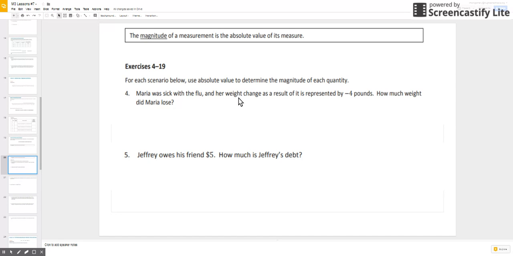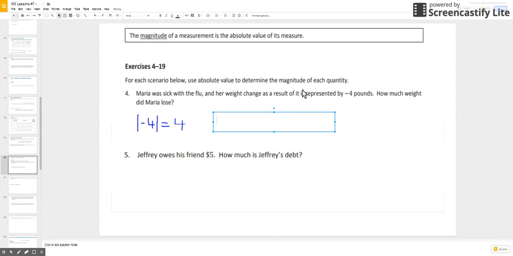Maria is sick with the flu, and her weight change as a result of it is represented by -4 pounds. How much weight did Maria lose? Well, like I said, if we take this -4, we show it as the absolute value of -4 because we're talking about the magnitude of loss, and it comes out to +4. So let's identify the situation. Maria lost 4 pounds. That is her magnitude. Because of the word lost here, we don't need to put the negative. The 4 is the indication of the magnitude.